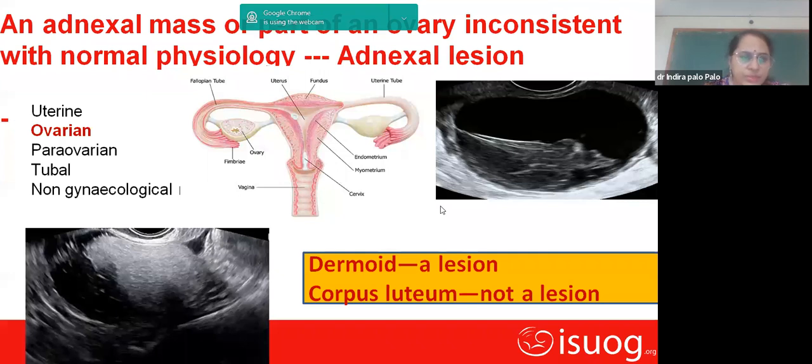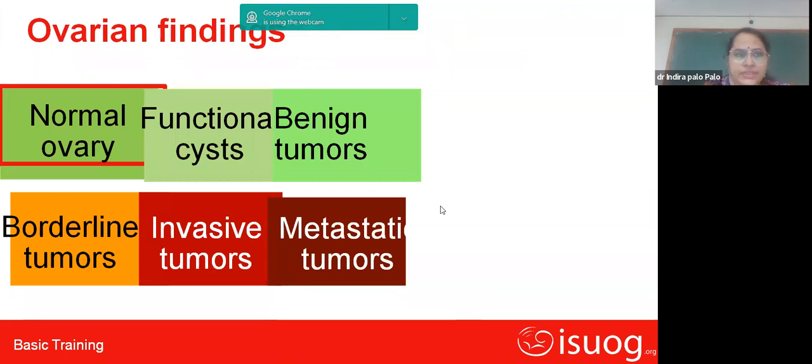The adnexal mass could be a uterine mass, an ovarian mass, a paraovarian mass, or a tubal mass, and sometimes non-gynecological masses may present on ultrasonogram as an adnexal mass. But in 90% of cases, the adnexal mass is an ovarian mass. So we will concentrate mostly on the ovarian findings in adnexal masses.